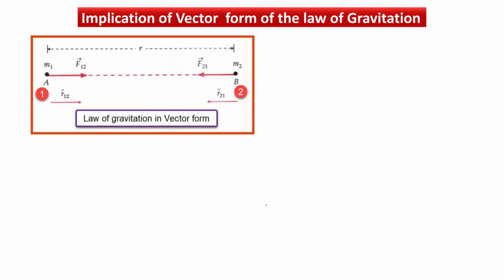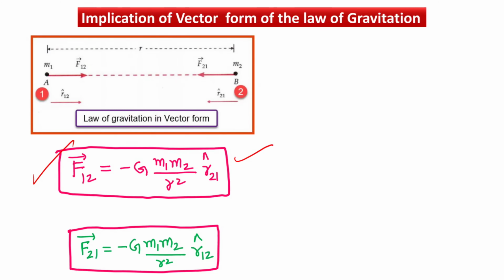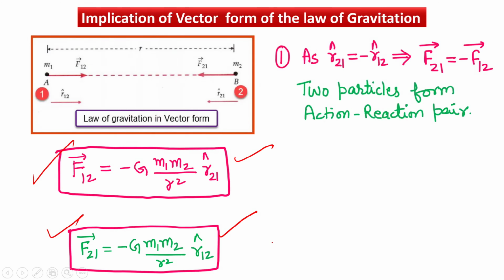Now, next is the implication of the vector form of the law of gravitation. This diagram shows, as I've already discussed, f12 is equal to this expression. Similarly, f21 is equal to this expression, as you can see here. Now, what is the implication? First point: as r21 cap is equal to minus r12 cap, the unit vectors are just opposite. Therefore, the two forces are equal and opposite to each other. So you can say the two particles form an action-reaction pair.